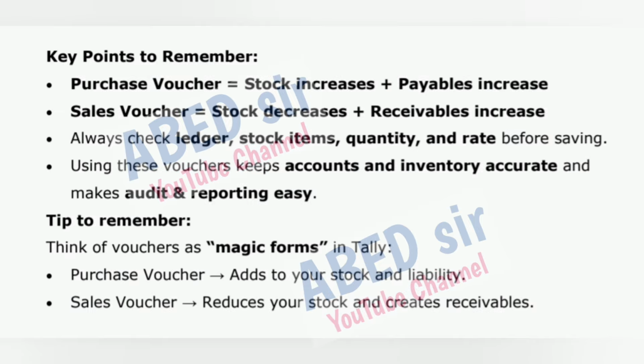Key points to remember. Purchase voucher is equal to stock increases plus payables increase. Sales voucher is equal to stock decreases plus receivables increase. Always check ledger, stock items, quantity, and rate before saving. Using these vouchers keeps accounts and inventory accurate and makes audit and reporting easy.